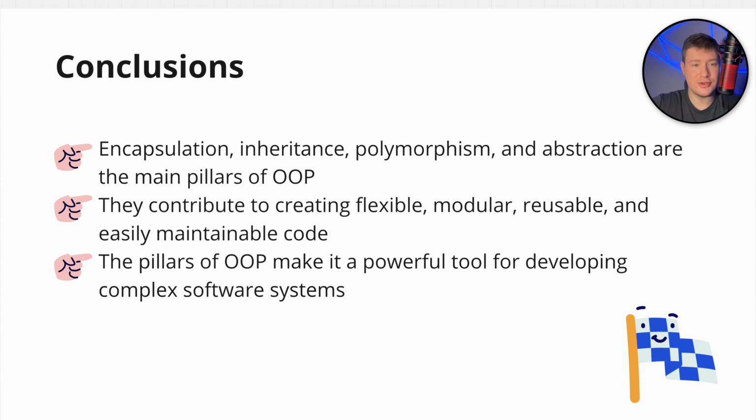And as a conclusion, encapsulation, inheritance, polymorphism, and abstraction are the main pillars of object-oriented programming. They contribute to creating flexible, modular, reusable, and easily maintainable code, and the pillars of object-oriented programming make it a powerful tool for developing complex software systems.